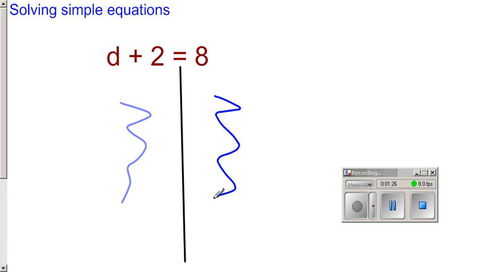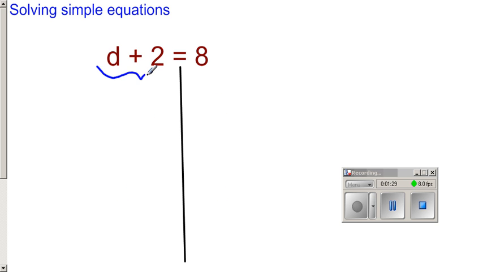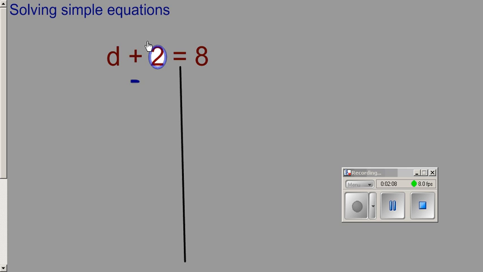Now, what this equation is telling us is that d plus 2 is equal to 8. So those two things are equal to each other. To solve this, we need to get d by itself. So we're trying to figure out what the value of d is. In order to do that, looking at this left-hand side, what do we need to get rid of in order for d to be all by itself? So think about that for a second. And you probably got it. What we need to do is get rid of this 2 here.